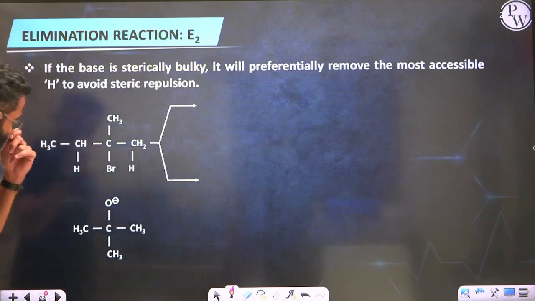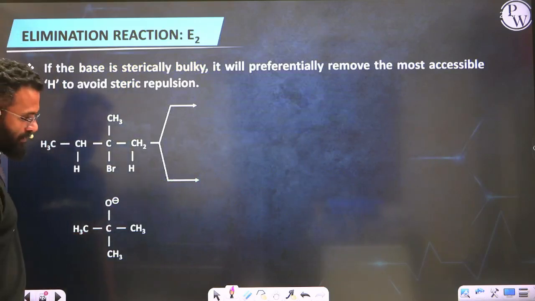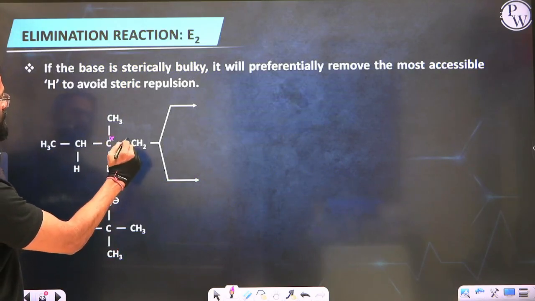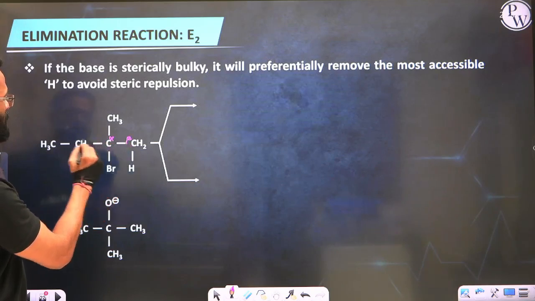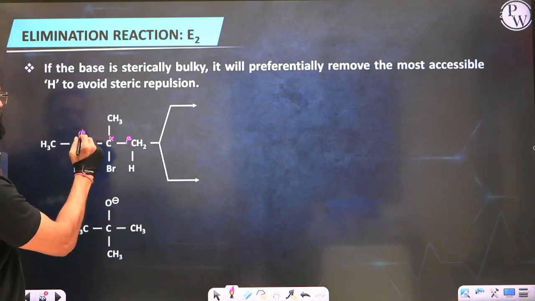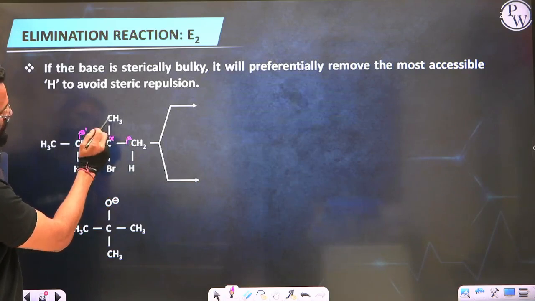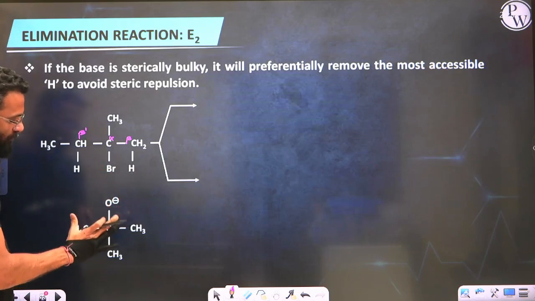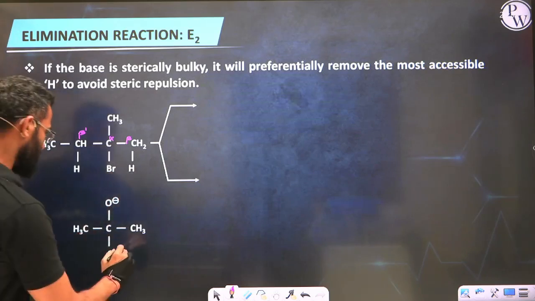Well, look at the reaction here. We have a tertiary alkyl halide, so the carbon carrying the leaving group is alpha. With respect to this alpha, this is the beta carbon, and this is beta dash. Even this is beta, but these two are equivalent, so I've highlighted only one. So you can see, now we have a bulkier base. This is a bulky base.